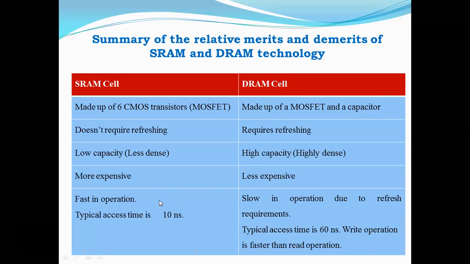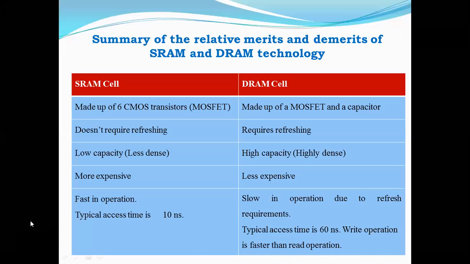But compared in operation, the SRAM is very fast, right? And the DRAM is slow in operation. Why? Because every time the refreshing has to be done. Okay. Then the typical access time that you can see here is 10 nanoseconds, whereas the typical access time for DRAM, that means if you want to access the data, is 60 nanoseconds. So this is slow in operation, right?